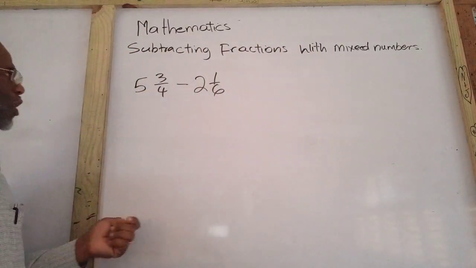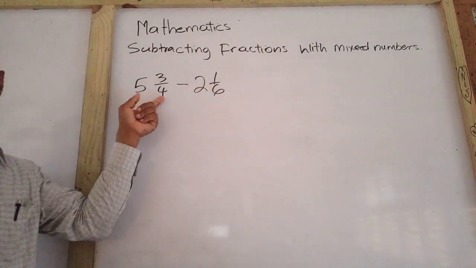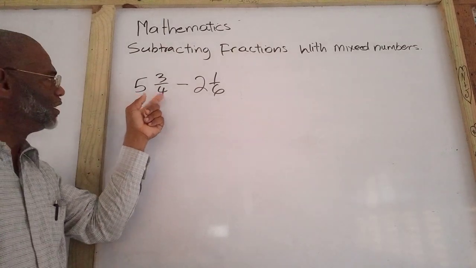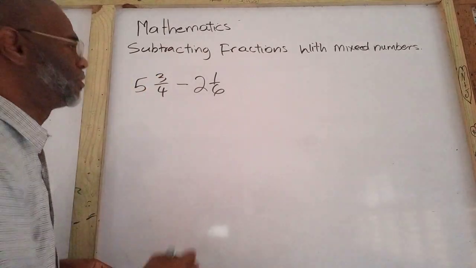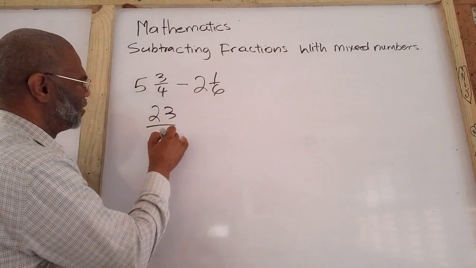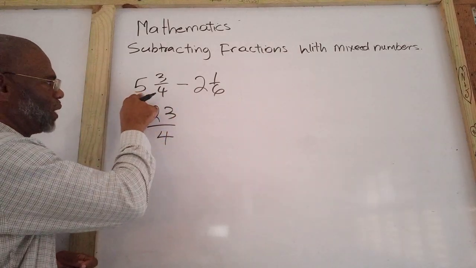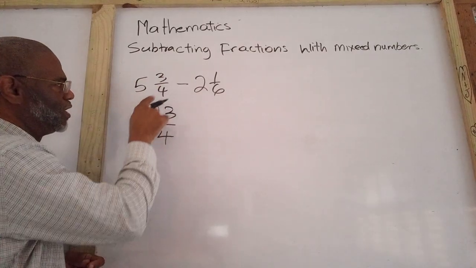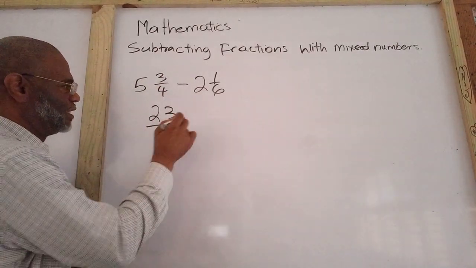Alright? So we now have 5 times 4. 5 times 4 is 20. 20 plus 3 gives us 23. So that will be 23 over 4. Right? So we say 4 5s are 20, plus 3 is 23. Put that back over our denominator.